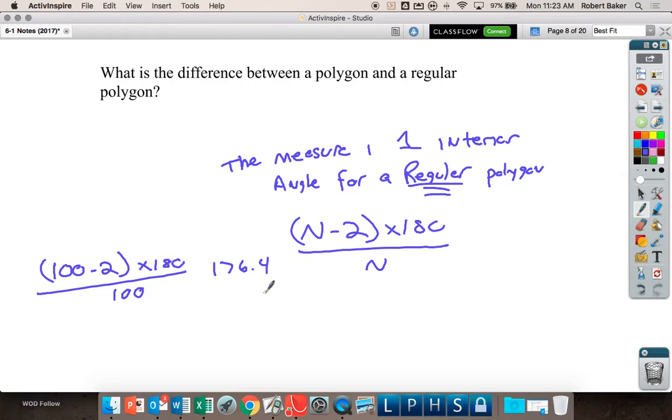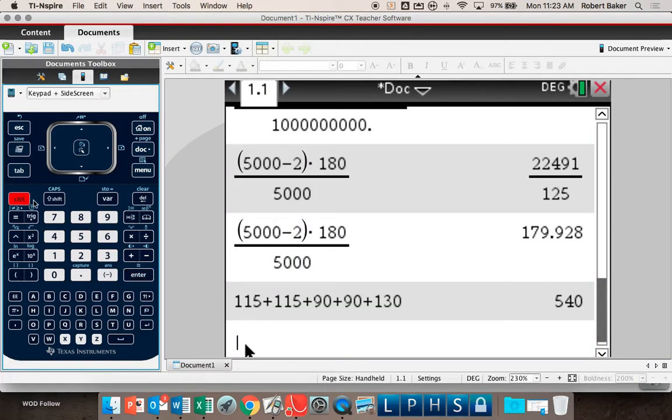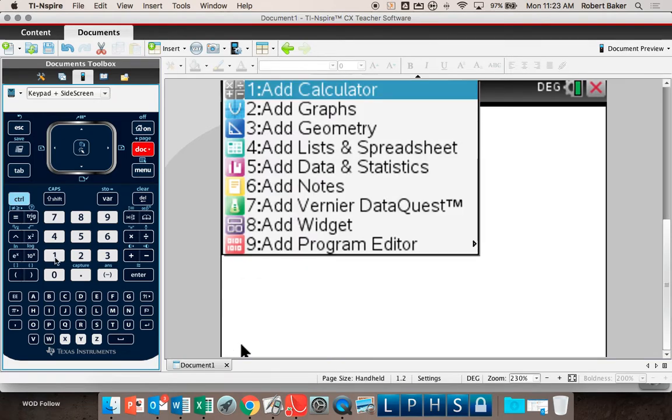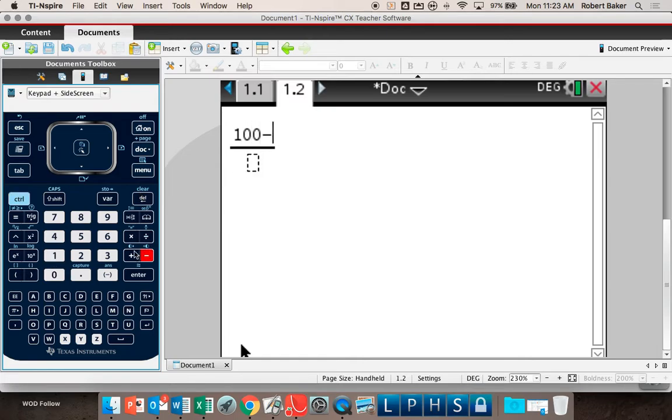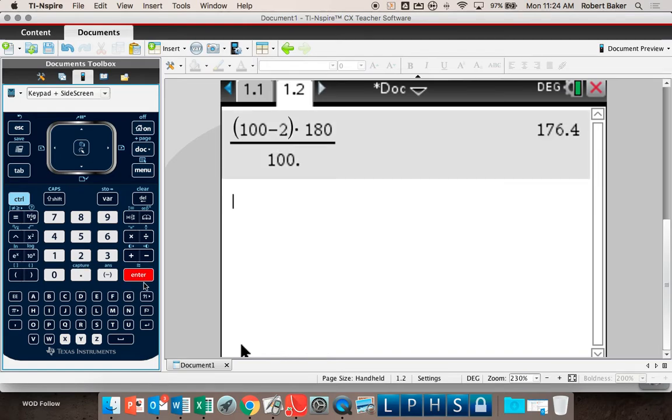How did you type that in? Like we had this problem in the last class. I did 98 times 180, and then I got 17,640. Can I make a recommendation? Yeah. When you do this, just type in what you're trying to compute: 100 minus 2 times 180 divided by 100. That way you know that these two numbers match. It has 100 sides, dividing it by 100 sides. Put a decimal there just in case. 176.4. It means that each angle in a 100-gon is 176.4.